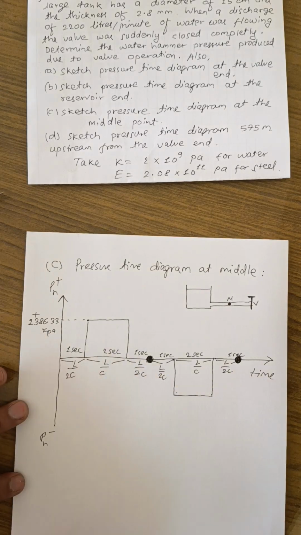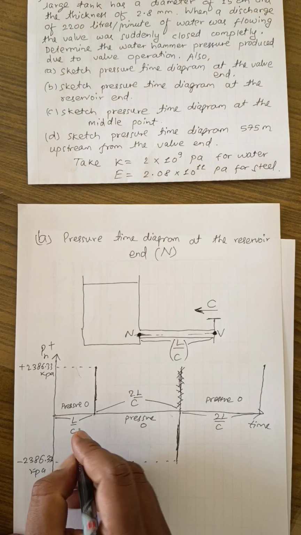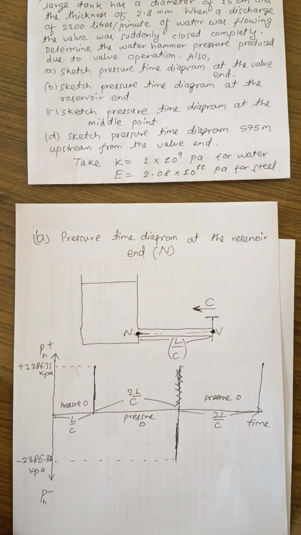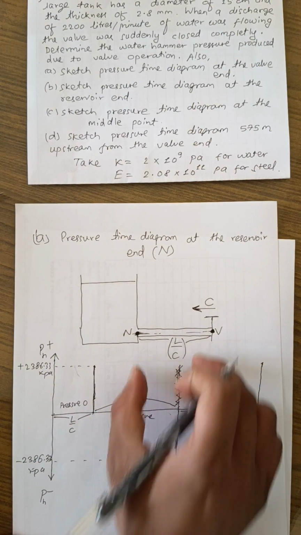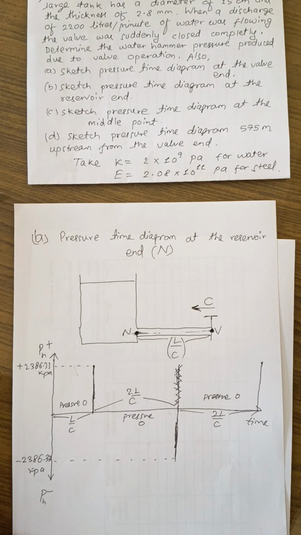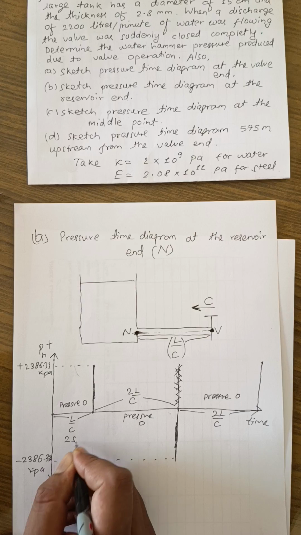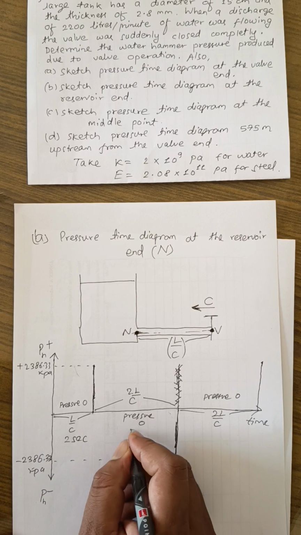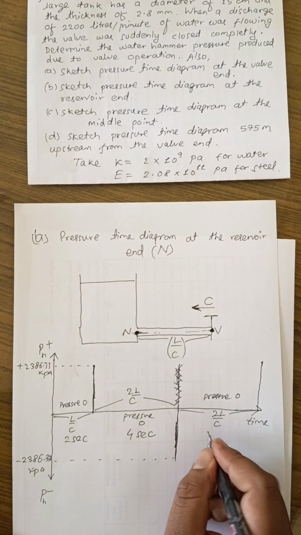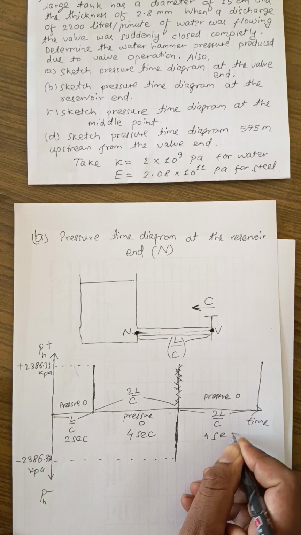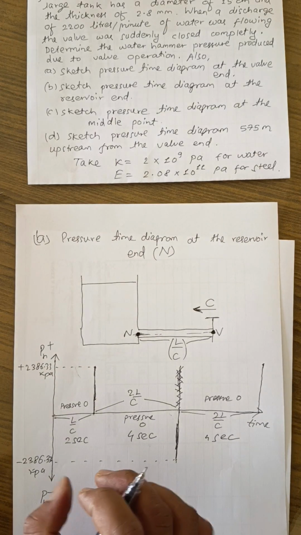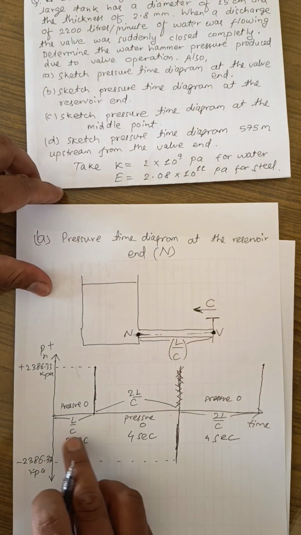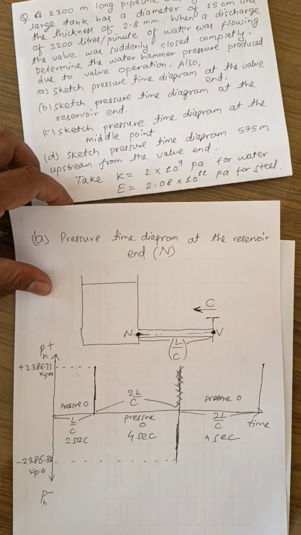Now I have drawn this one also, and I also have to put the values over here. L by C, how much is the value? L is 2300 meters, as in the pressure time diagram at the reservoir end. Let's put the values: 2300 divided by 1148.39 is about 2 seconds. This is 2 seconds, and this is going to be 4 seconds, and again 4 seconds. So this is how you plot it, and you write the values by substituting the length and the celerity.